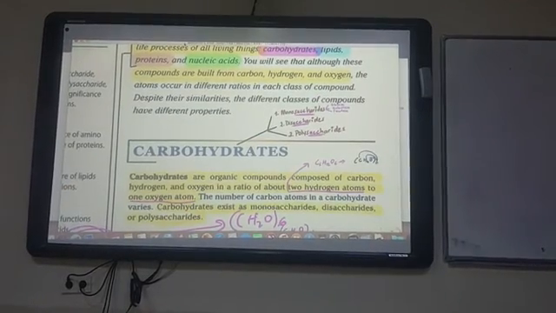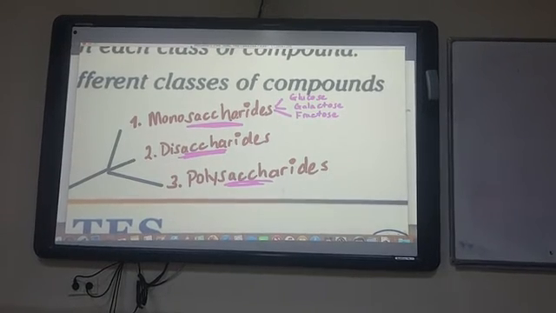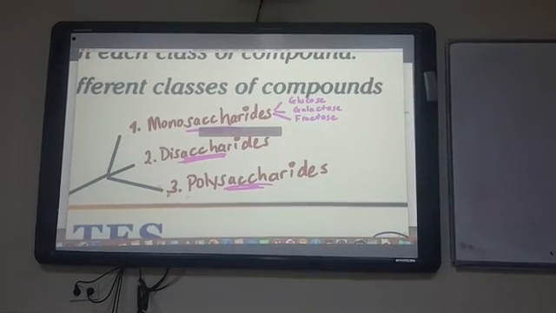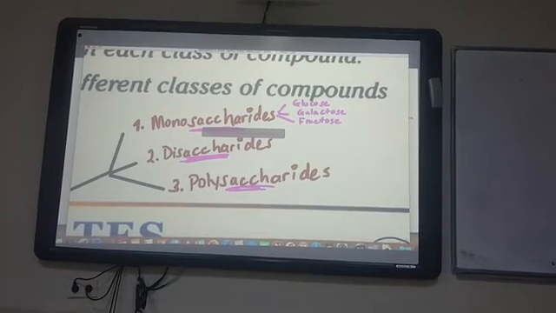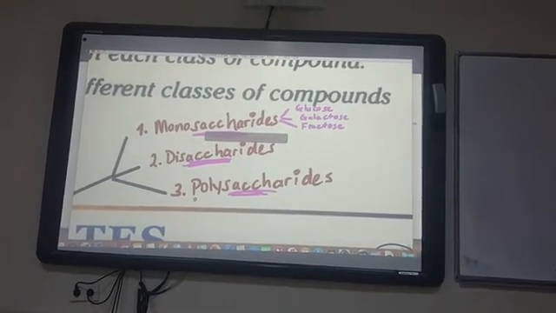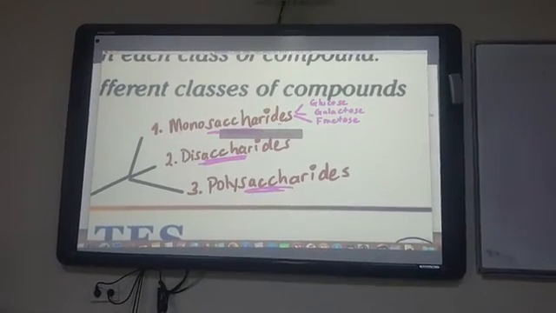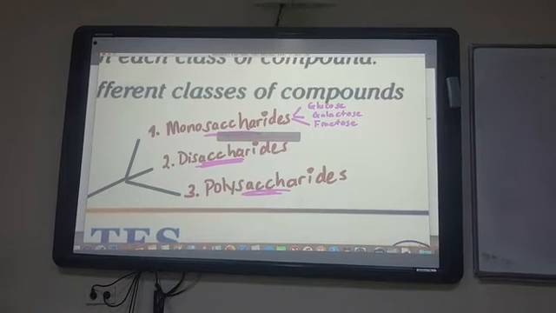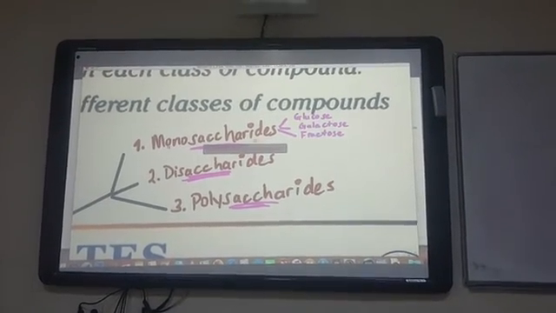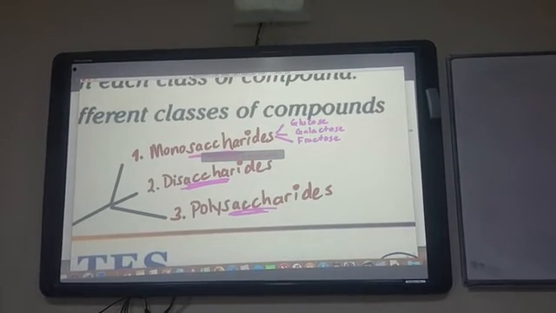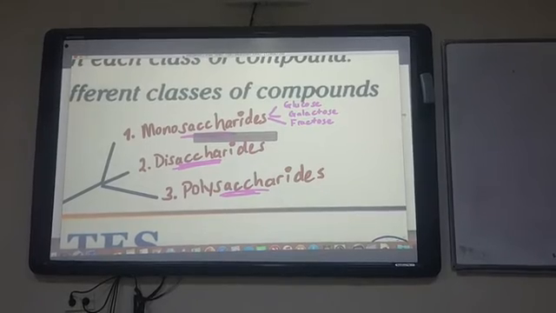The carbohydrates are divided into three main groups again: monosaccharides, disaccharides and polysaccharides. Mono means 1, di means 2. Poly is a kind of prefix meaning many. Monosaccharides are known as simple sugars, disaccharides are double sugars, and polysaccharides are complex sugars.